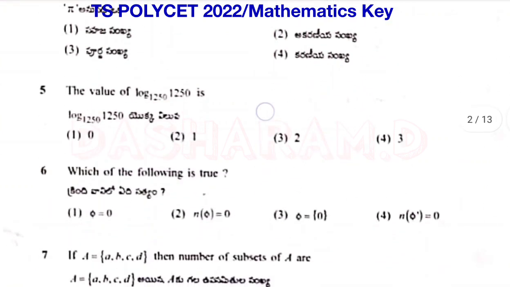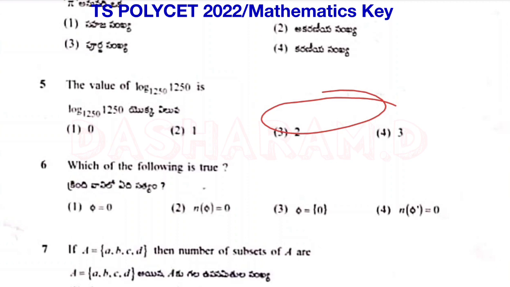Next one, fifth one: the value of log 1250 base 1250. We know that log a base a, when the number and its base are both the same, then its answer is 1. So option 2 is correct.